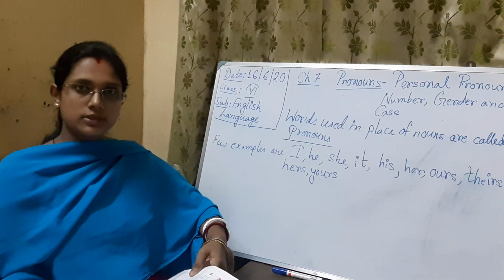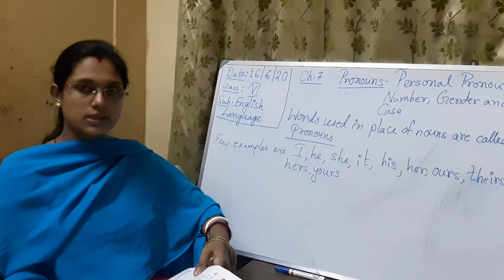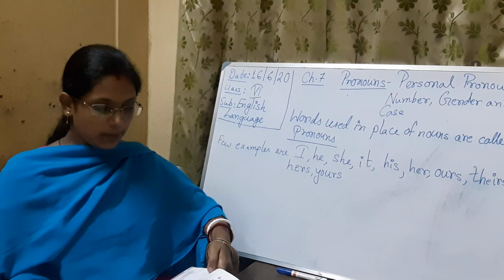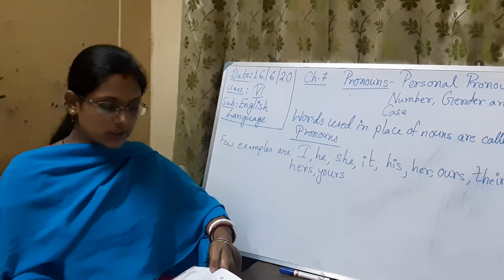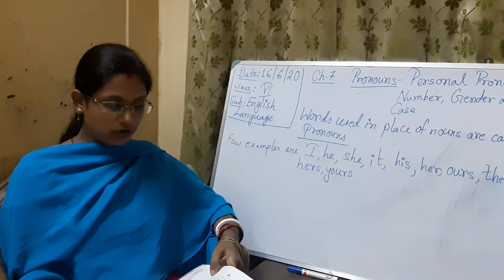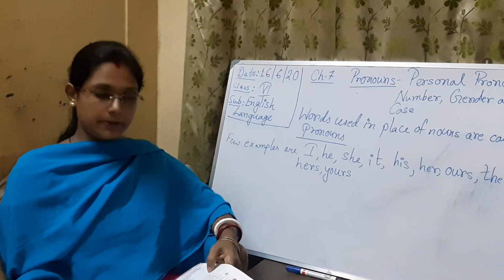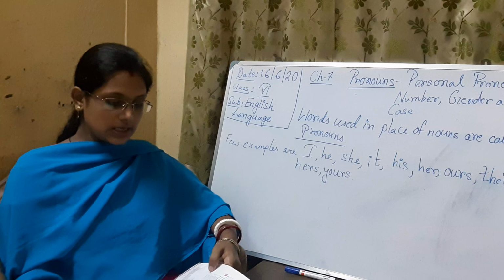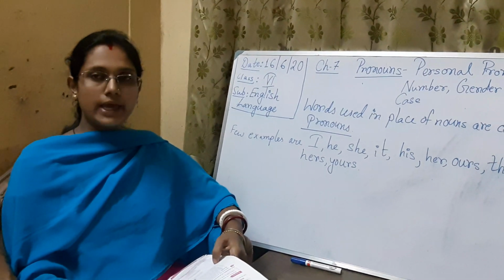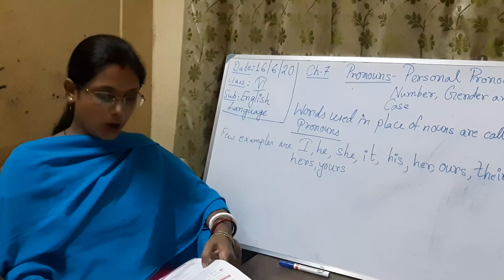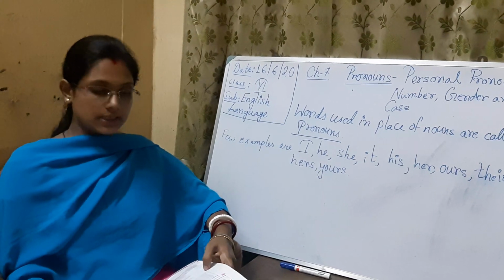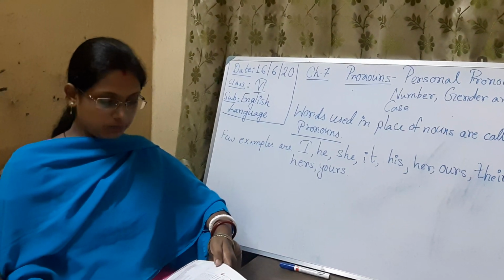Number 4 sentence. Would you like to have some tea? Here you is the pronoun. Y-O-U. You is the pronoun. Number 5 sentence. I have lost the new mobile phone. The pronoun is I. Number 6 sentence. Rohan is a good boy. He always listens to elders. He is the pronoun. Number 7. He is the new boy in the class. Here also he is the pronoun.